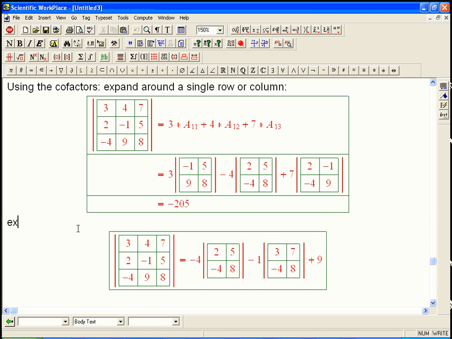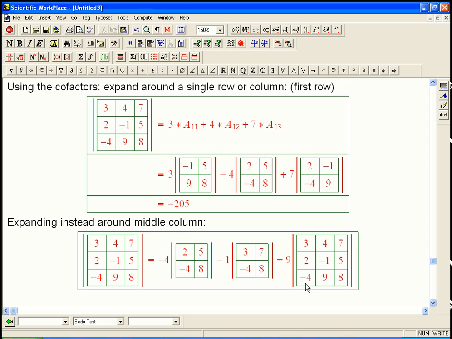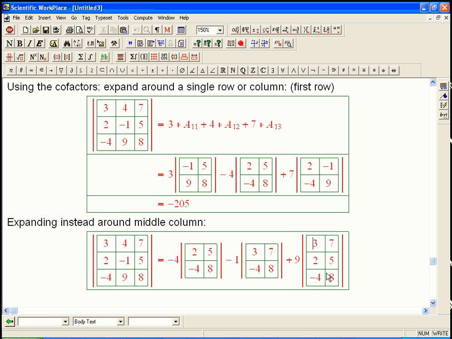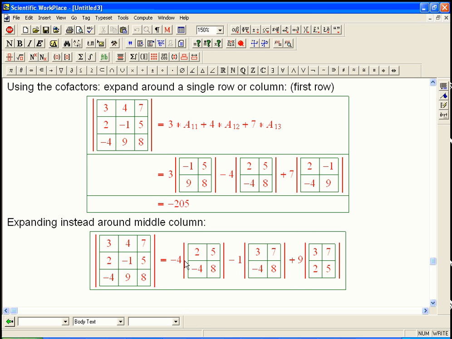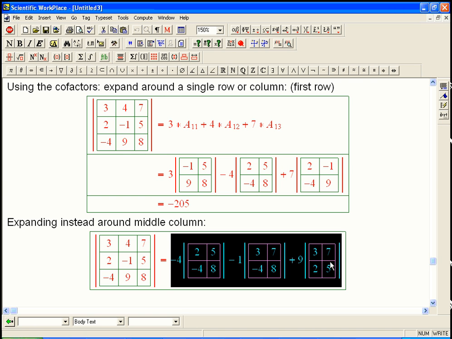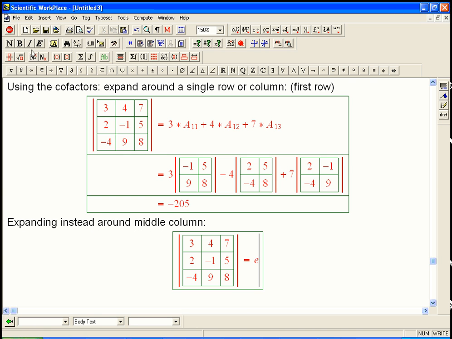Let me put a little note here. Here is expanding instead around the middle column, whereas this was the first row that we used here, and they all work. It's a lot of magical stuff about determinants. So here I'm going to copy in the matrix one more time. I'm going to delete that middle column and the bottom row. Okay, so it's 3 2x2 determinants. We know how to calculate those, AD minus BC, and let's check.